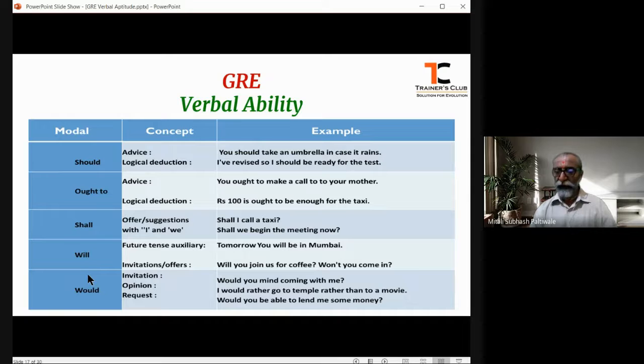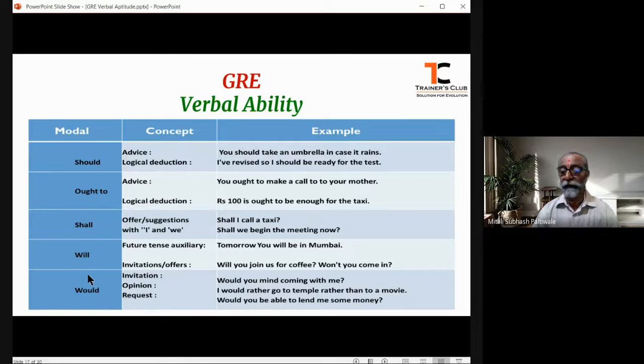Then it is also used to make some invitations or some offers. Hello, my dear friends. I'm going out for lunch. Shall you join me? And also, it is used for making requests. Shall I come in? Shall I help you? Shall I be of any help to you? Shall I drop you? Shall I pick you up? All these sort of things, offering some help.